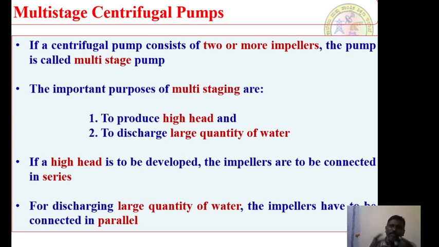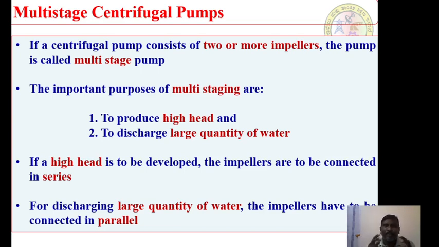It is not possible for a single impeller to attain a large quantity of water and a high head in a particular system. Under that situation, we need to connect one more impeller into the system, either in parallel or in series. Then the performance of a single impeller will be doubled because two impellers are working at a particular time. That particular arrangement is called multi-stage.